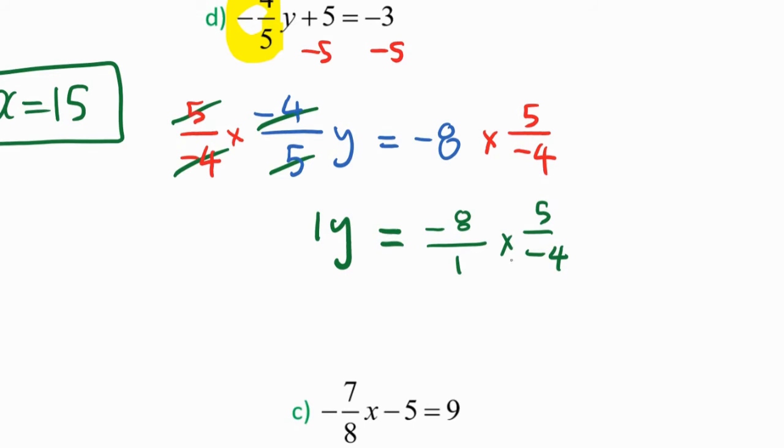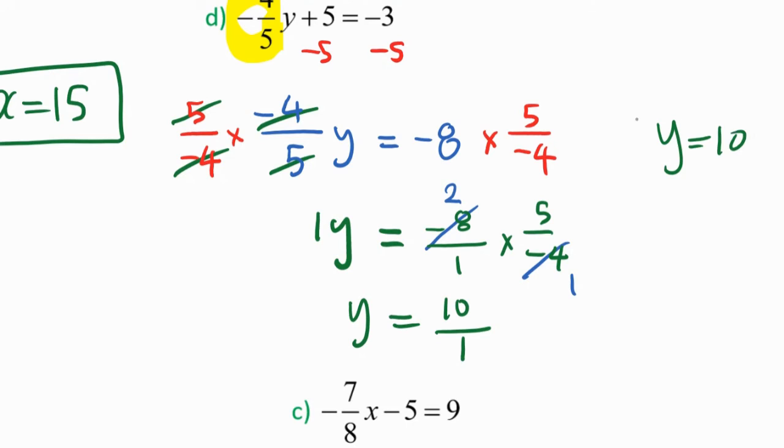Okay. Then everyone, -8 over 1 times 5 over -4. So we are going to reduce it. -4 becomes 1, -8 becomes +2. Okay, so we're reducing it by -4. So -4 divided by -4 is +1. -8 divided by -4 is +2. Okay, then y will be 2 times 5, which is 10, and 1 times 1, which is 1. So the final answer is y equals positive 10.